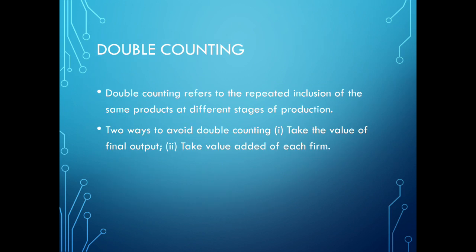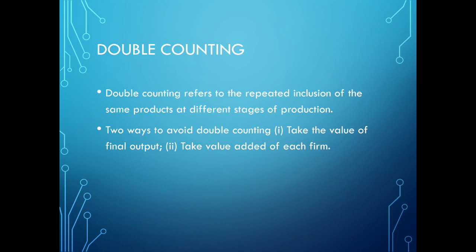Along with the method of value added, the problem of double counting arises. This value added method removes this problem of double counting. What is this double counting? It refers to the repeated inclusion of the same products at different stages of production. Means when we are including the same product's value at different stages again and again, it means its value is being included more than once. So that repetition is known as double counting.